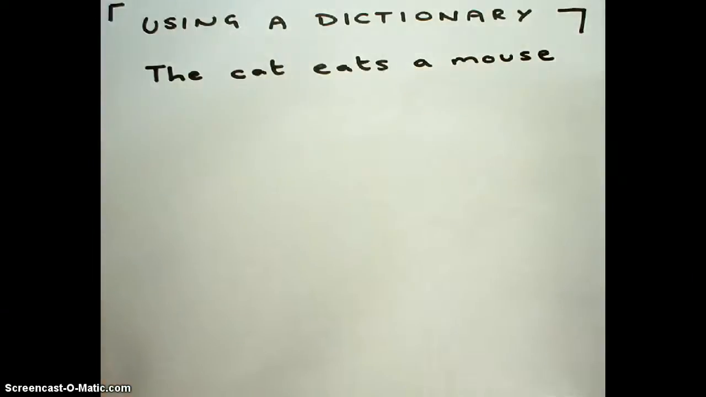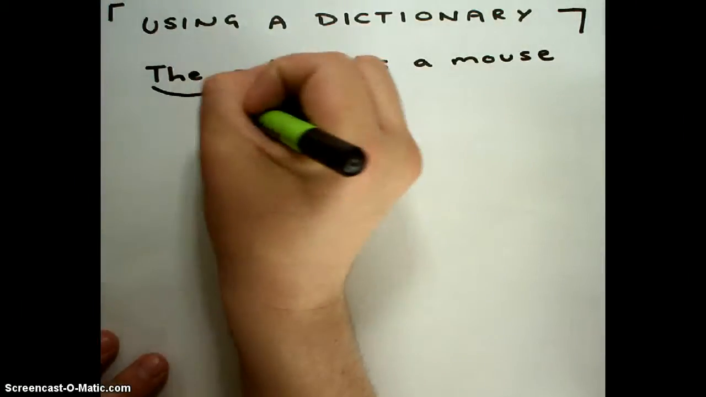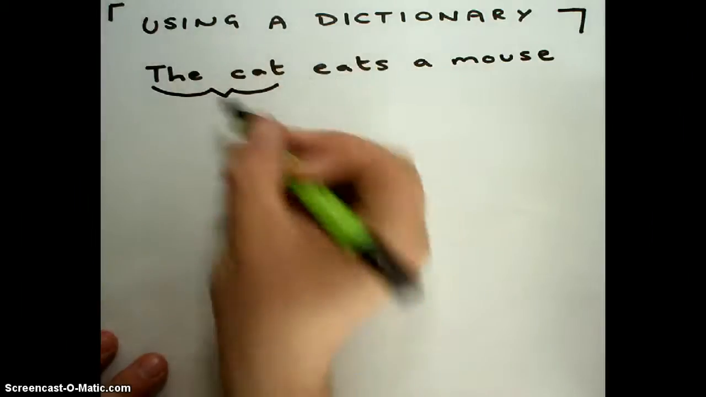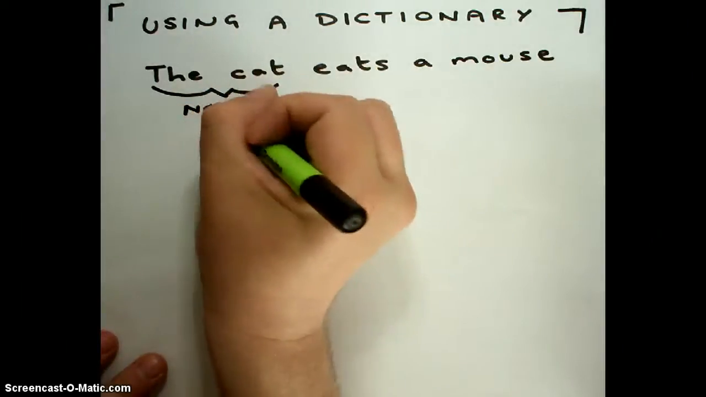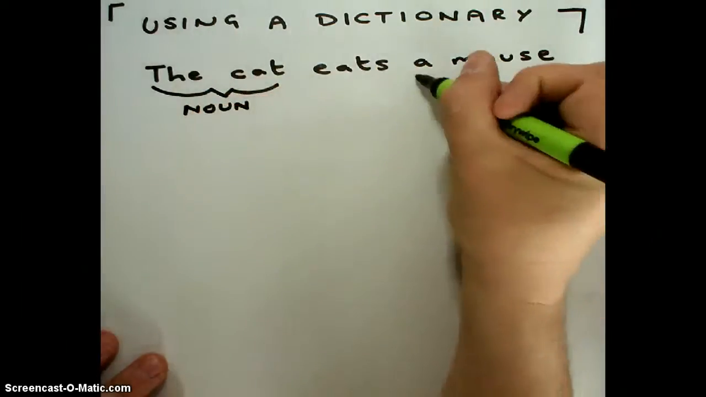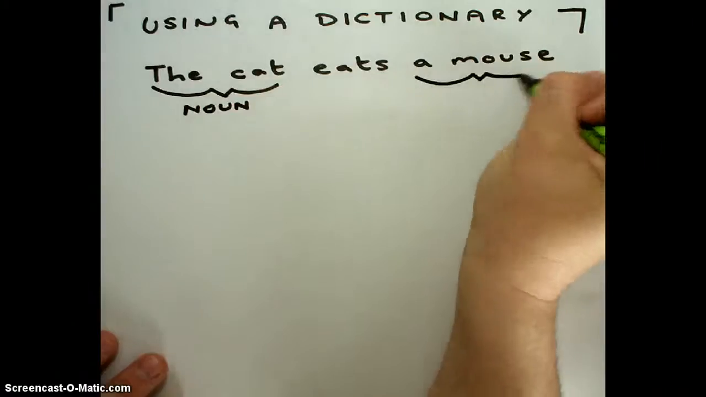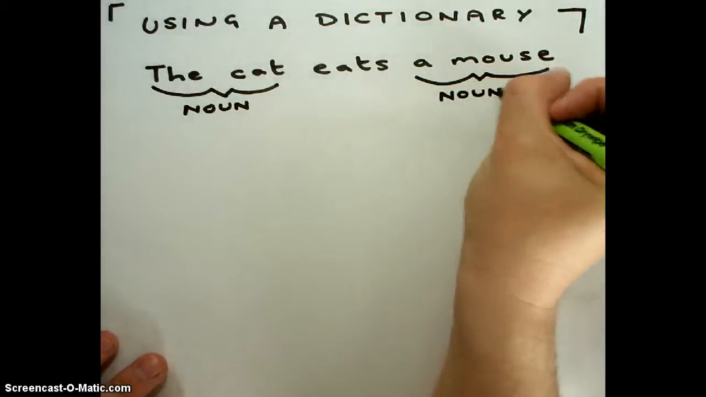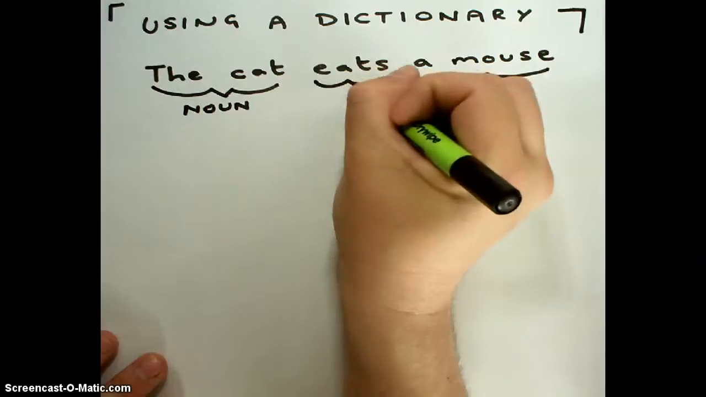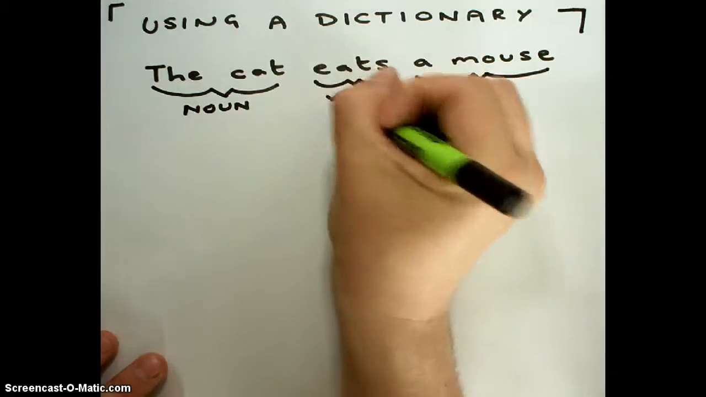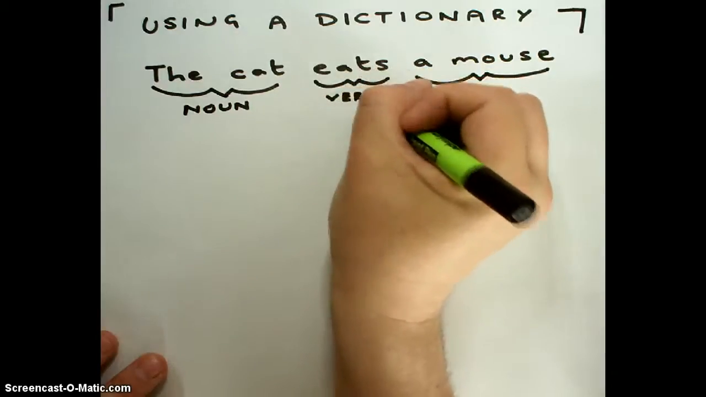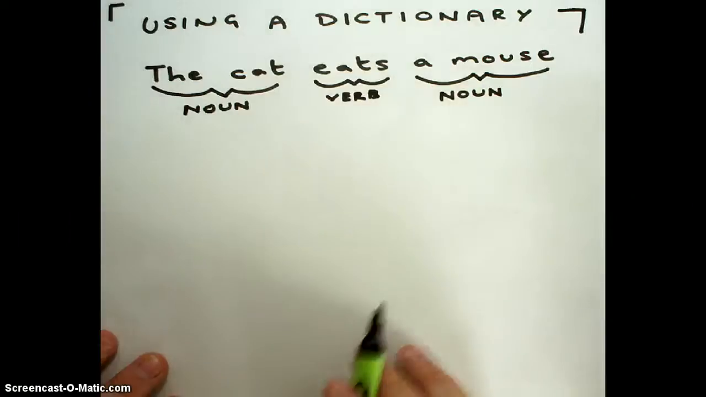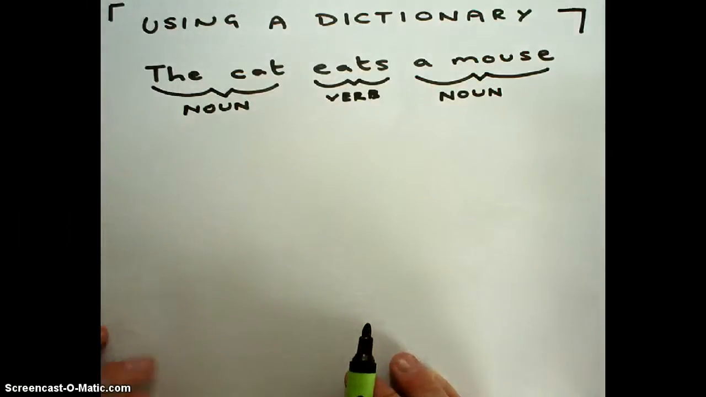Now, there's different parts to this sentence that we need to be aware of. We've got the cat, which is an example of a noun. It's a thing or an object. We have a mouse, which is also a noun. It's a thing or an object. And we also have in the middle the word eat, which is a verb, a doing word. So, how do we start? Now we've broken our sentence up, we know the three things we need to look up in a dictionary.